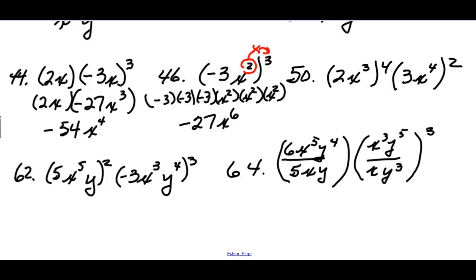So 2 times 3 gives us 6. That's how we do that. That's a little bit easier than stringing it all out. So let's take a look at number 50.